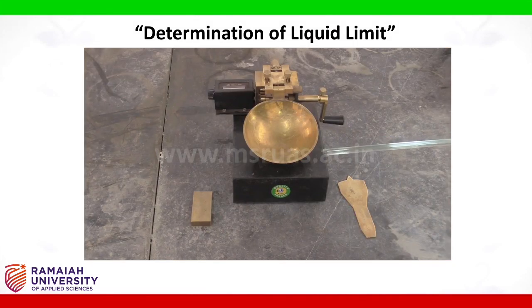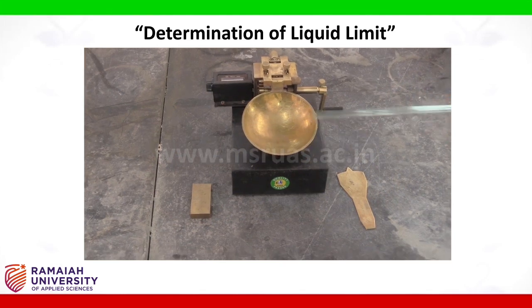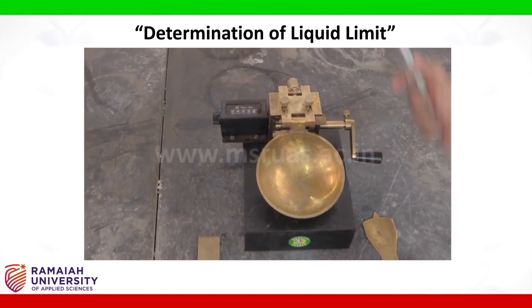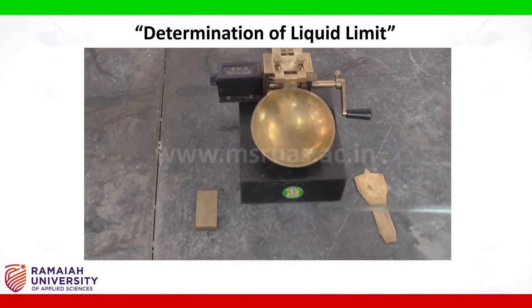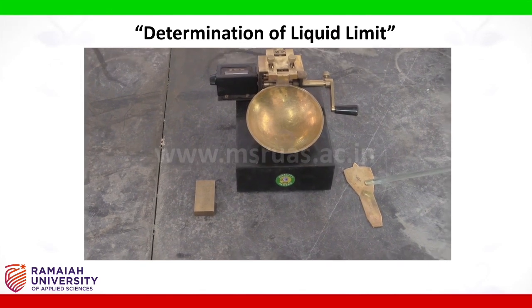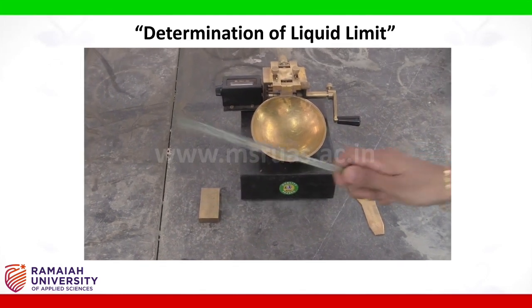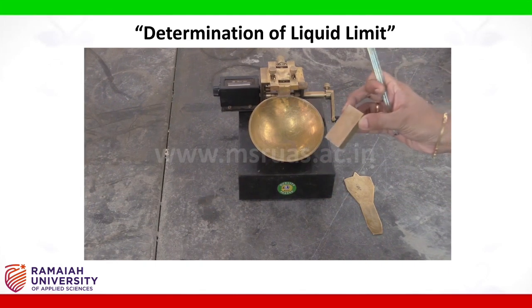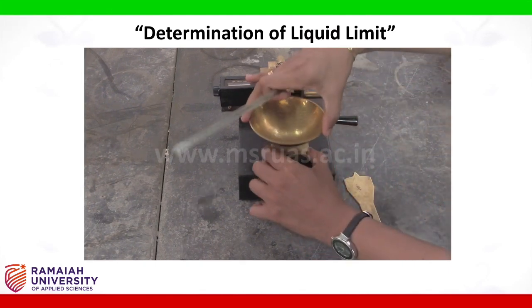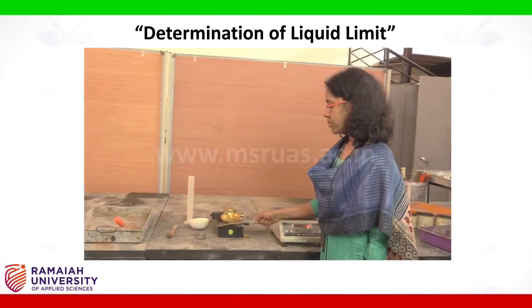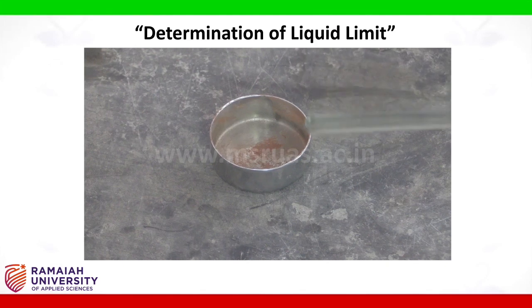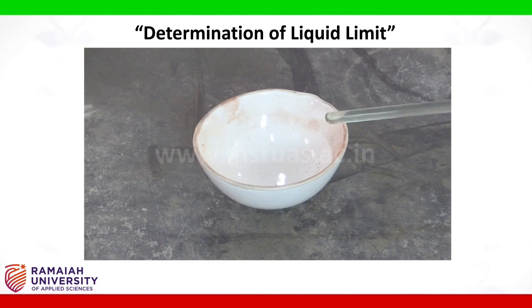The Casagrande apparatus consists of a brass cup, a handle and a dial for counting the number of blows. It also consists of a grooving tool and an adjustment plate for adjusting the height of this brass cup. You can adjust it like this. Moisture can is used to determine the moisture content of the soil sample. The porcelain dish is used to measure the soil sample for the test.